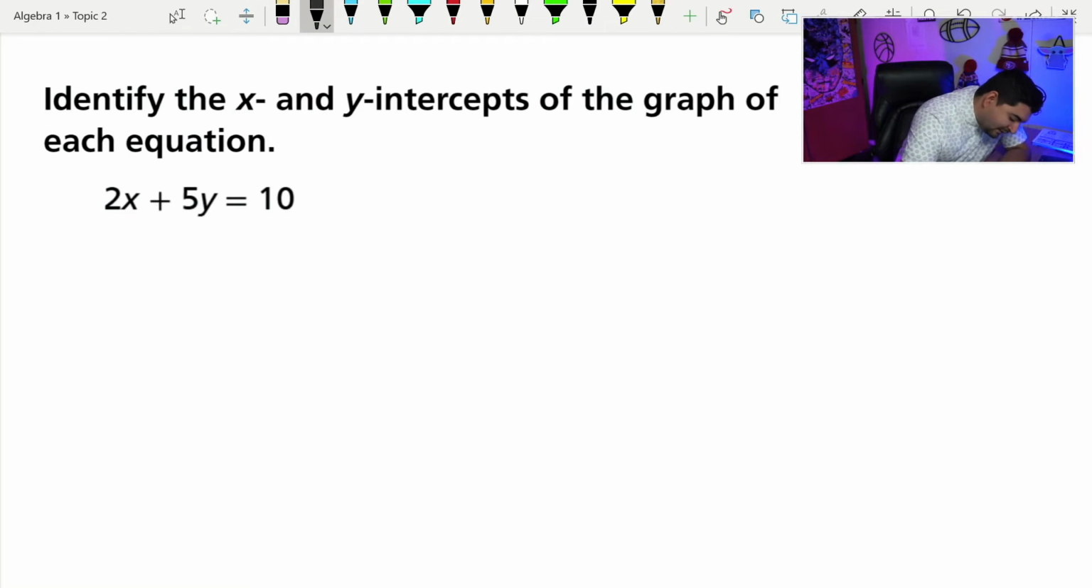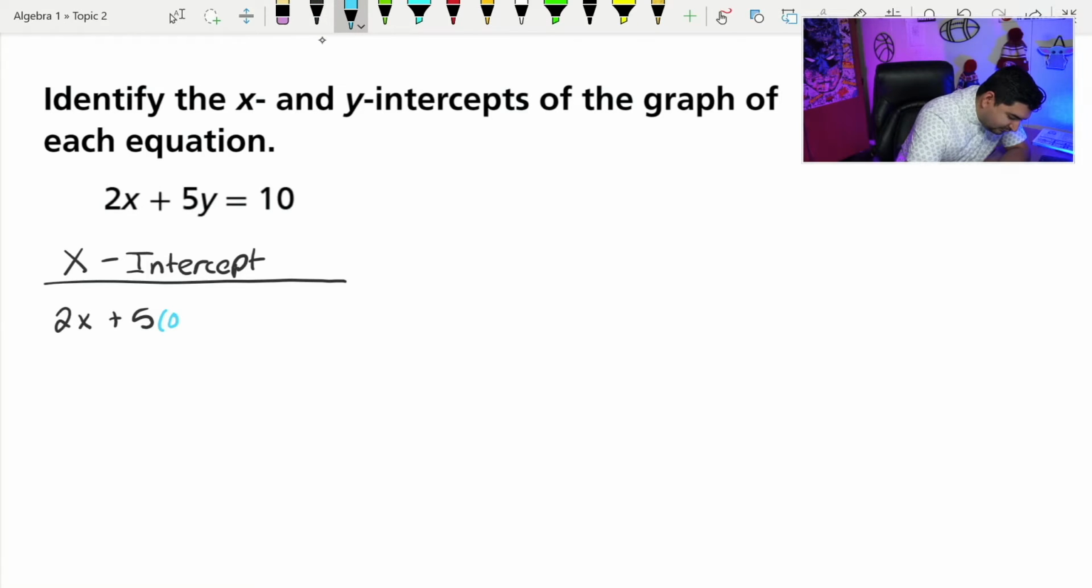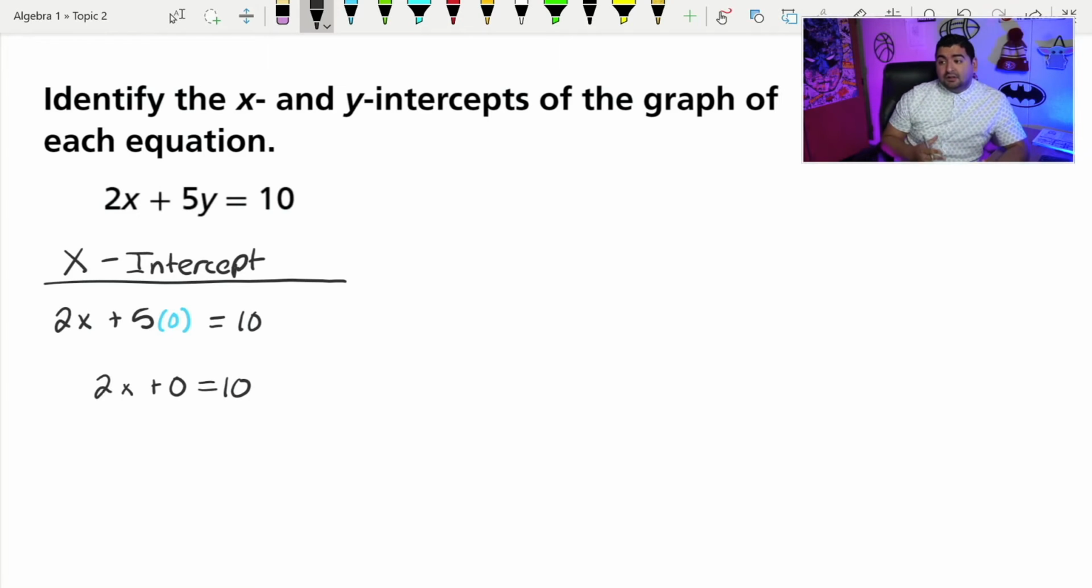Let's do the x-intercept. I'm going to plug in 0 for the y. So now I have no y value, I just have 0. What that ends up doing is 5 times 0 is just 0. So I get 2x plus 0 equals 10. In all honesty, you don't need to write this 0. I'll leave it there so that you don't get lost in case you do. But really what I have is 2x equals 10.